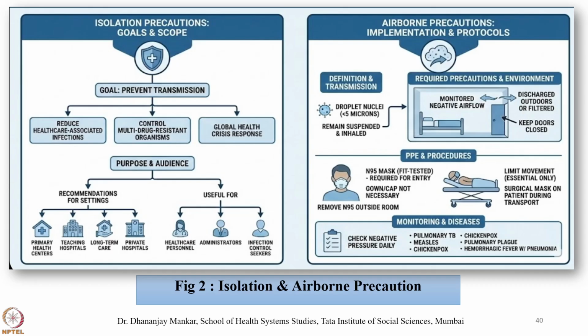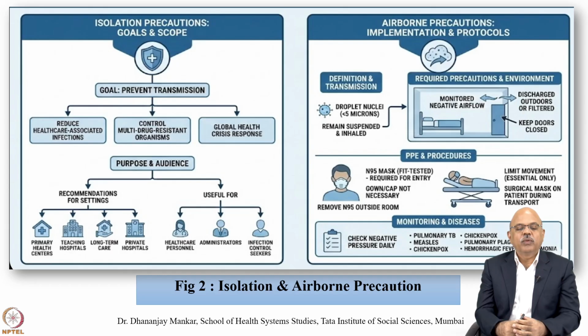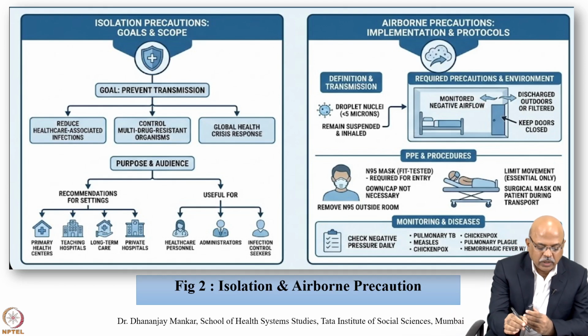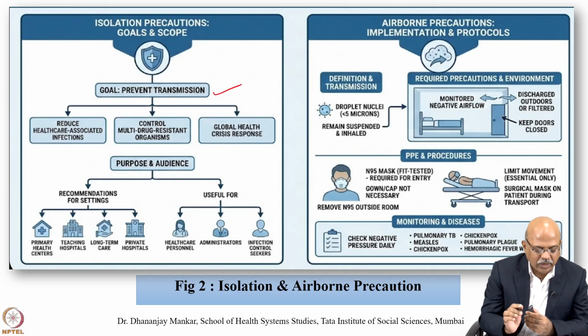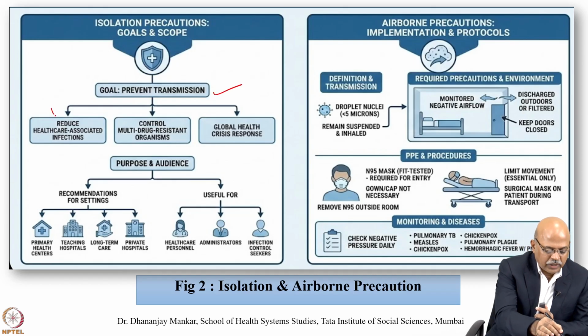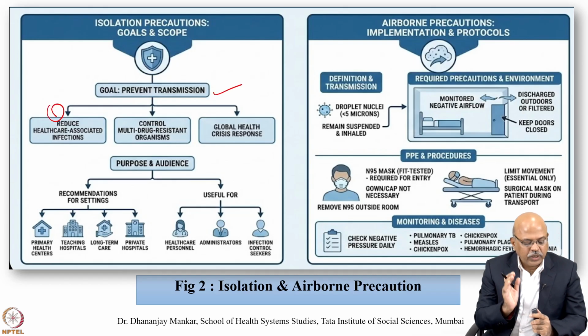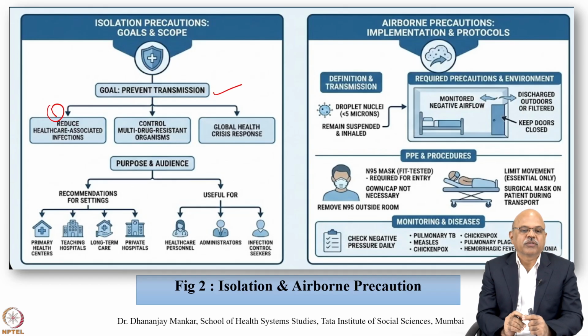These are the isolation and airborne precautions. We need to see the goals and scope of isolation precautions versus the actual airborne precaution implementation and protocol. What is the goal of isolation precautions? It is to prevent transmission, and prevention of transmission has to be seen in the first line: reduce healthcare associated infection.